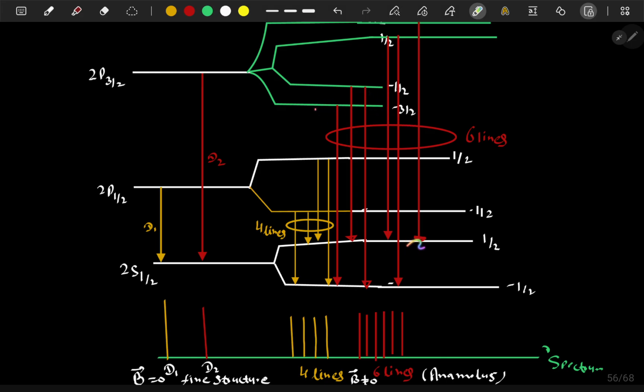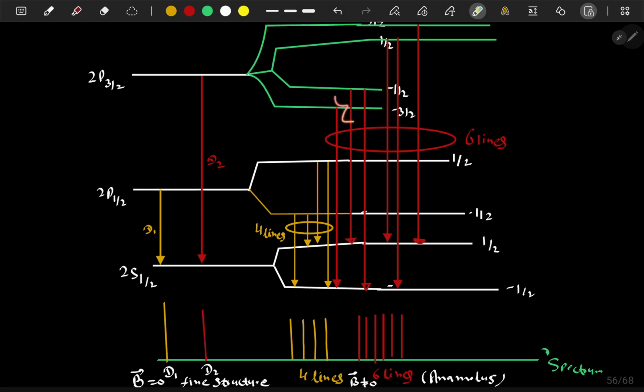From here to here, is it possible? 1 by 2 minus plus 3 by 2 is possible. From here to here, is it possible? Minus 1 by 2 minus plus 3 by 2, so it will give 2 by 2, that is 1. So yes, this transition is also possible. So these three transitions are possible.